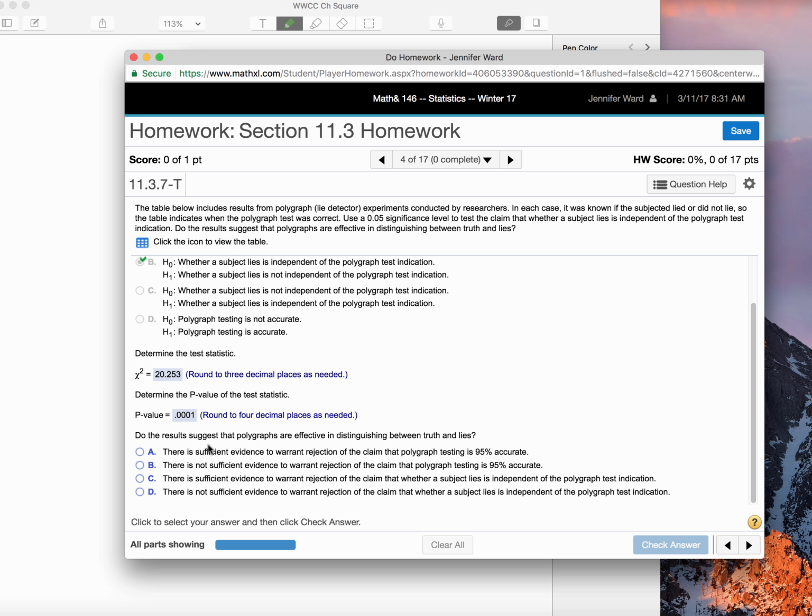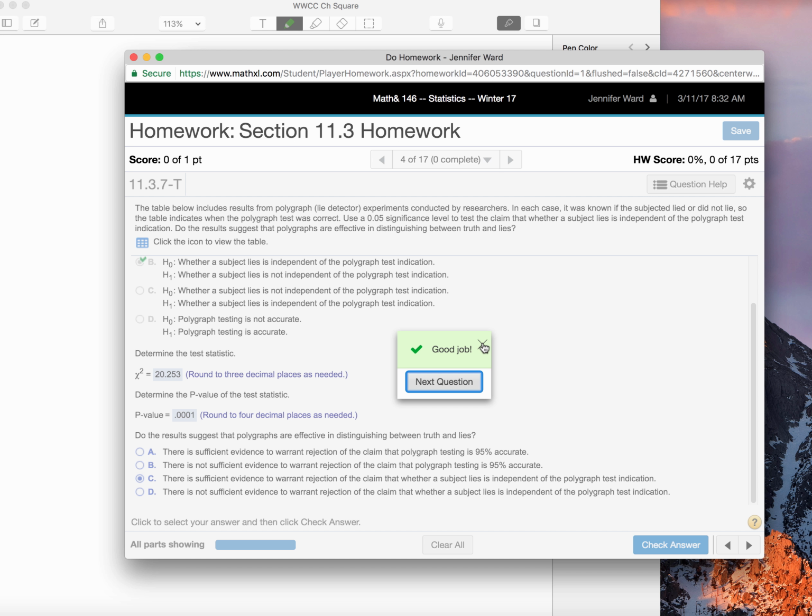So do the results suggest that the polygraphs are effective in distinguishing between truth and lies? Since we're rejecting the null hypothesis, there is sufficient evidence, so A and C are going to be our 2 options, to warrant rejection of the claim. What are the options? That the polygraph testing is 95% accurate. Ooh, I don't know if I like that. We haven't really said anything about accuracy. Let's go down here to C. Warrant rejection of the claim that whether a subject lies is independent of the polygraph test indication. So let's see what C is going to give us. There we go. And we're good.